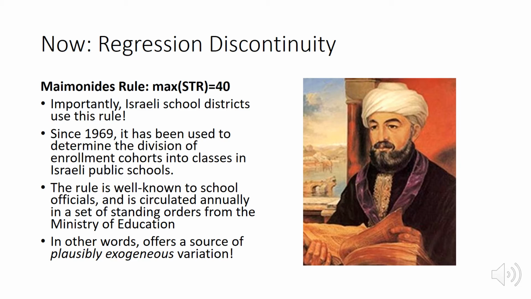In other words, Maimonides' rule offers us a source of plausibly exogenous variation. It offers us a way to look at class size, to look at student-to-teacher ratio, without being related to teacher quality or student quality or motivation or academic ability or school district income or how good the heating and air conditioning system is in your school or anything that might also be associated with both test scores and student-to-teacher ratio. We have here plausibly exogenous variation. We have what's going to look like a discontinuous jump.